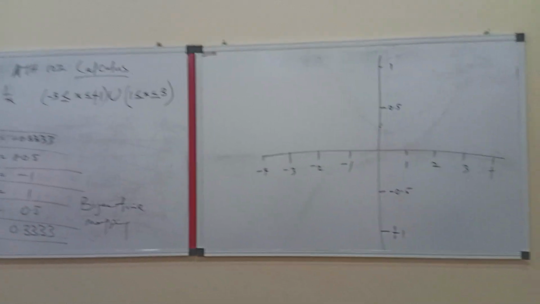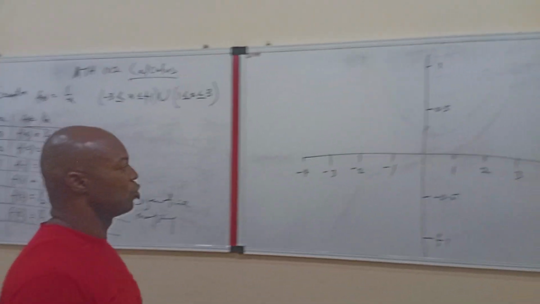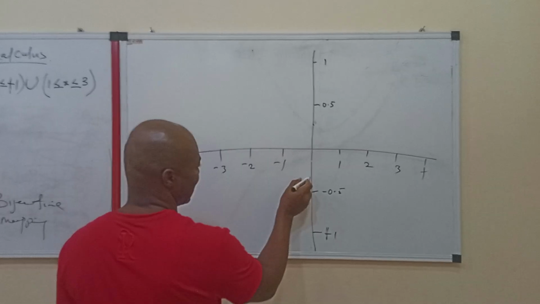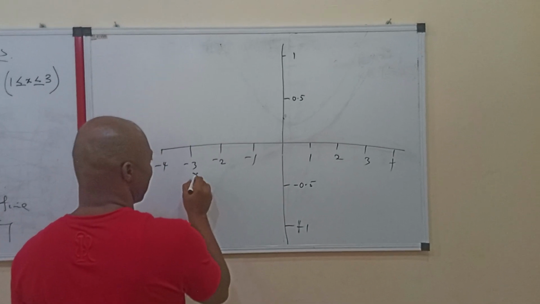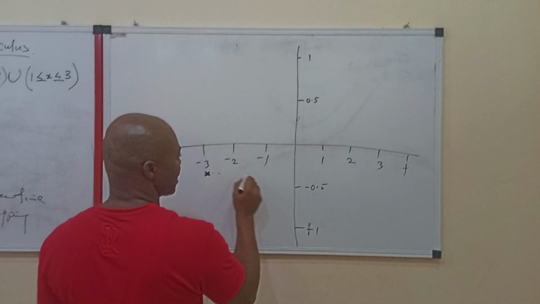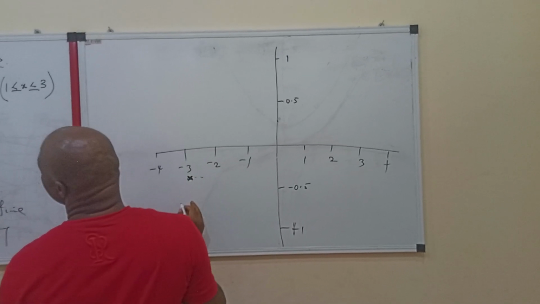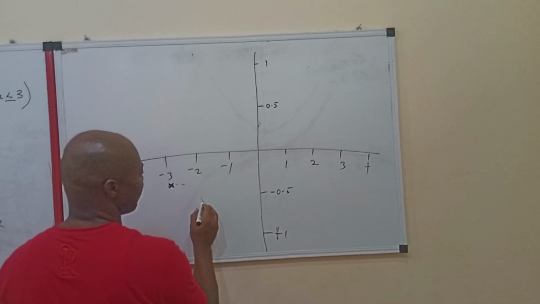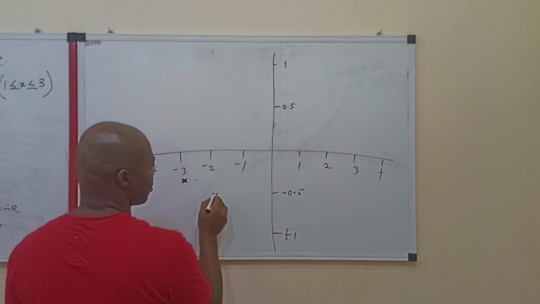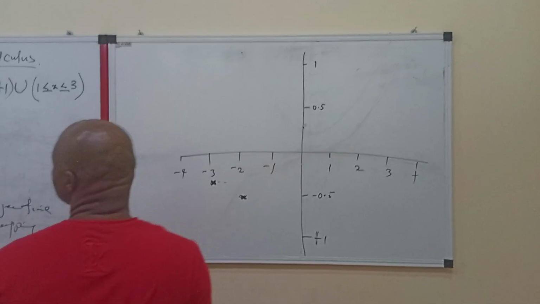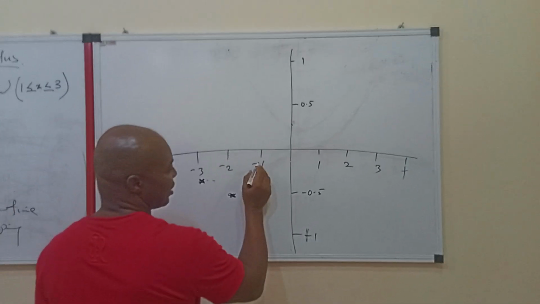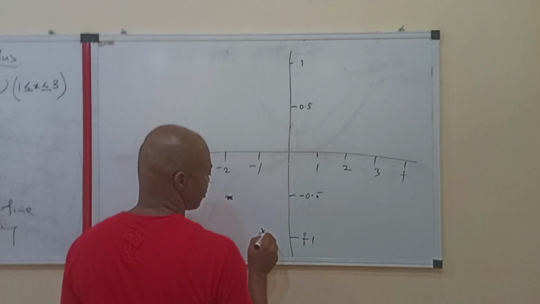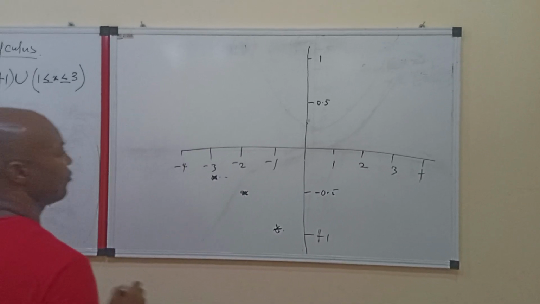Now first of all, when it is minus 3, what does it give us? Minus 0.3. That one will be somewhere here. So if you trace it, it will come there. When it is minus 2, it gives minus 0.5. Minus 0.5 is somewhere here. When it is minus 1, it gives you minus 1. Minus 1 is here.